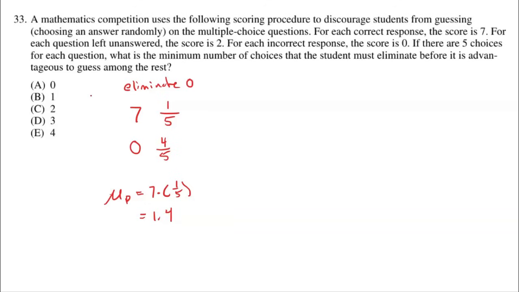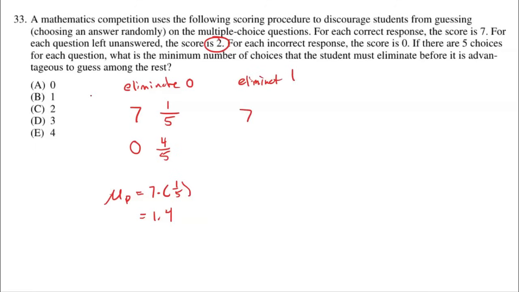Now, that means if they simply guess, they are going to, in the long run, only get 1.4 points. So at that point, it's smarter to leave it blank, because if they leave it blank, they actually get 2 points. If they just left it unanswered, they get 2 points. So in this situation, it's still better to just leave it blank. All right, well, what about if they eliminate one choice?